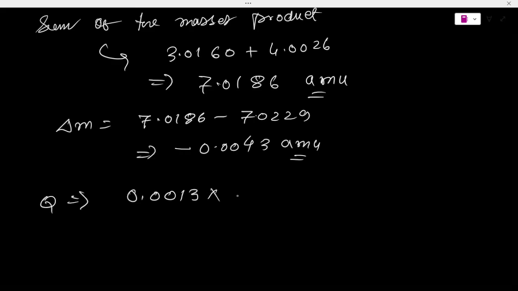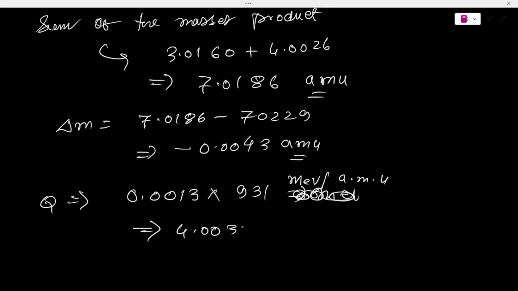So Q will be 0.0043 into 931, so its unit will be mega electron volt. So what will be its unit? Maybe per atomic mass unit. Okay, so it will be around 4.003 mega electron volt.